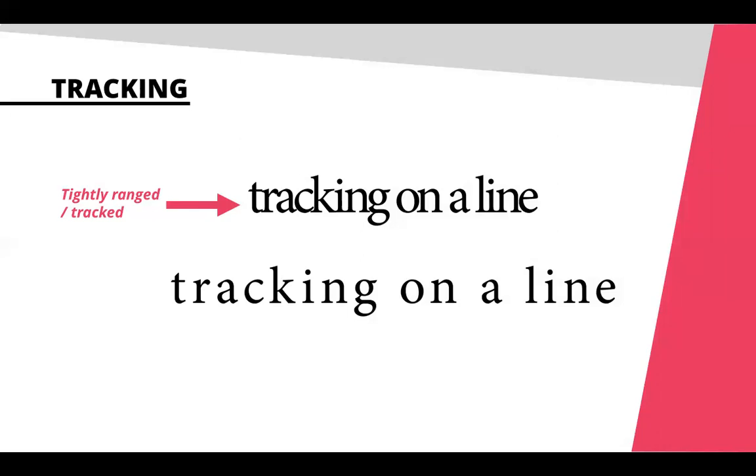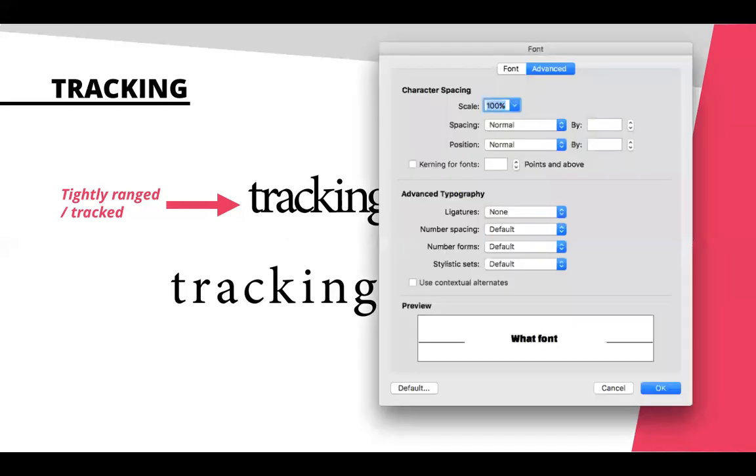I'm not sure what sort of thing you'd be going for, but you get a lot of widely tracked words in fashion, for example. Like if you look at the Chanel logo, you could park a bus between the letters. The space between the letters is huge. So in Microsoft Word, it's referred to as spacing. And again, you can access it the same way we did previously. One of the second or third options down there is called spacing. You can change that from normal to widely spaced, tightly spaced.